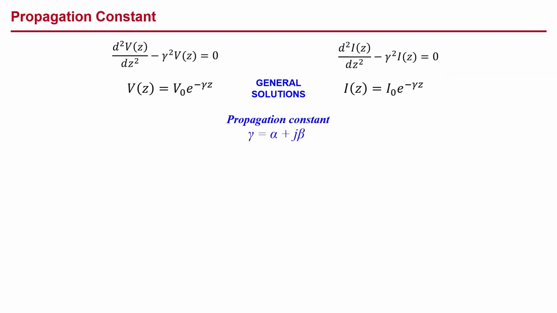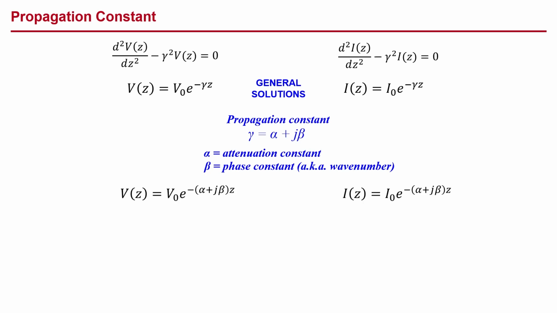In general, the propagation constant gamma may be a complex number with a real part alpha and an imaginary part beta. Alpha is called the attenuation constant, and beta is called the phase constant or the wave number. We can substitute alpha plus j beta for gamma, and we can separate the real and imaginary parts.